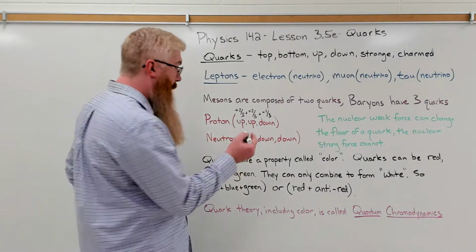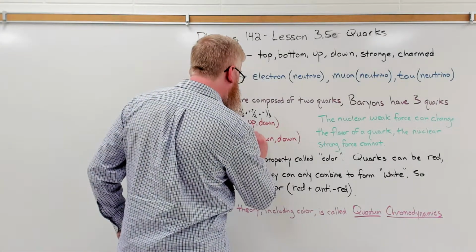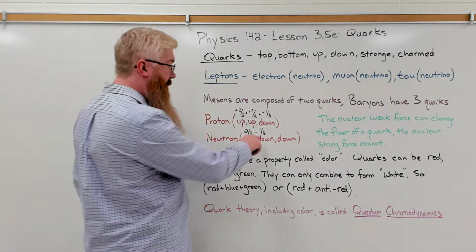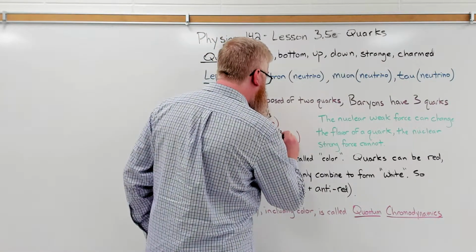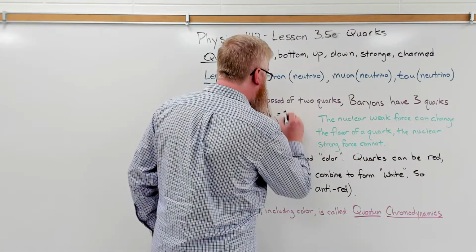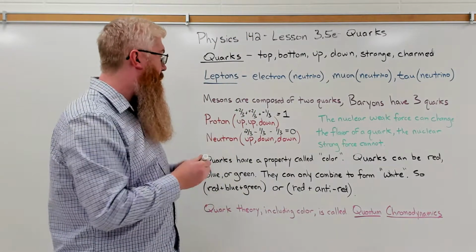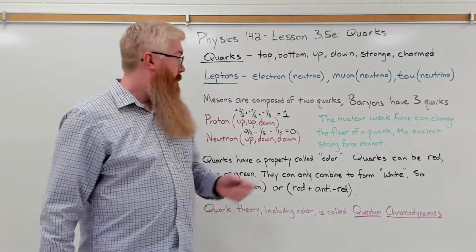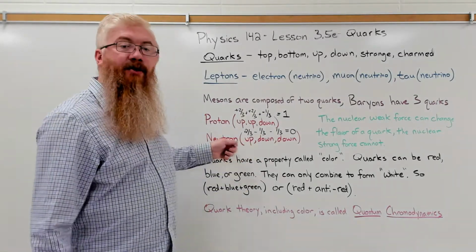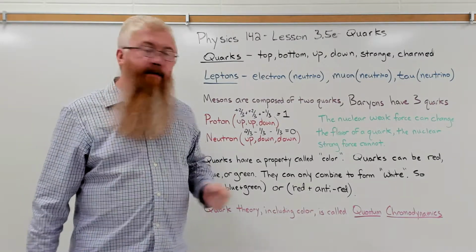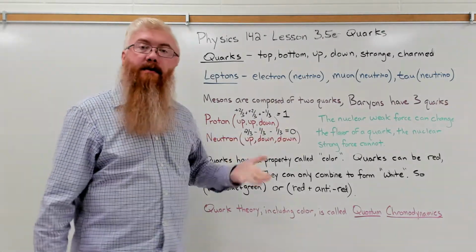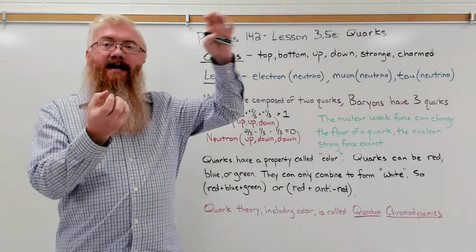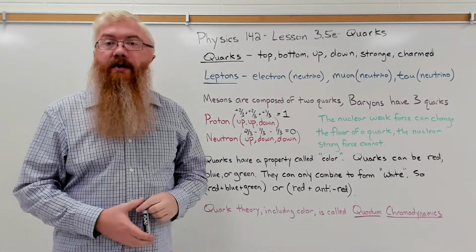But when we do it for the neutron, we have 2/3 for the up quark, minus 1/3 for the down quark, minus 1/3 for the second down quark. 2/3 minus 1/3 minus 1/3 is equal to 0. The neutron has no charge. So even though the neutron has no charge, the particles inside it do, but they add together to form a neutral particle. Just like a hydrogen atom, it has 1 positive proton, 1 negative electron. From a distance, it looks electrically neutral.